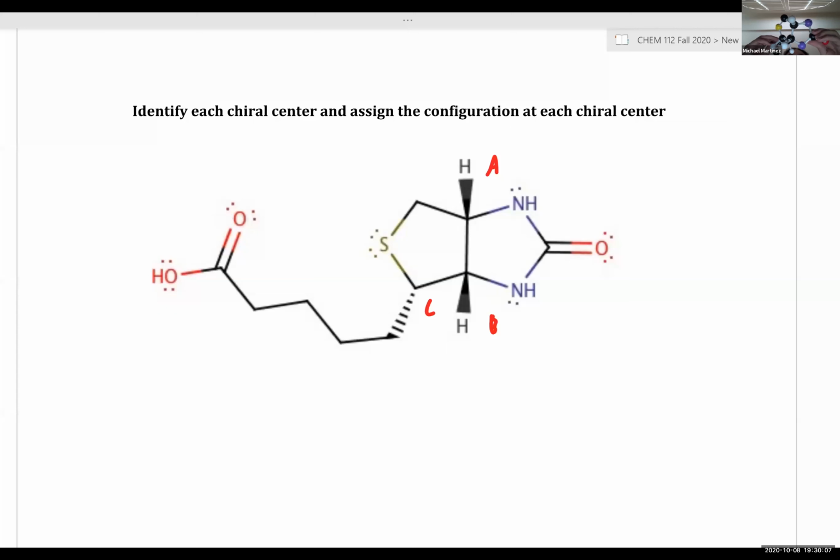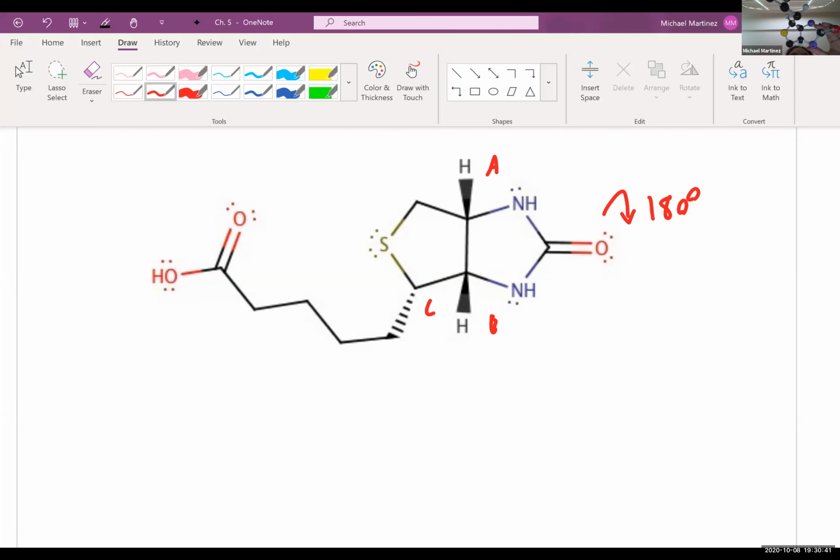Okay, so let's start with the topmost stereocenter A. So currently we have our hydrogen in the front, right? Now, what I'm going to do is take this whole molecule and flip it. I'm going to rotate my entire molecule, almost like flipping a pancake. I'm going to rotate my entire molecule 180 degrees on the vertical axis. So I'm going to flip this entire molecule 180 degrees. And now I'm just going to draw what I see.